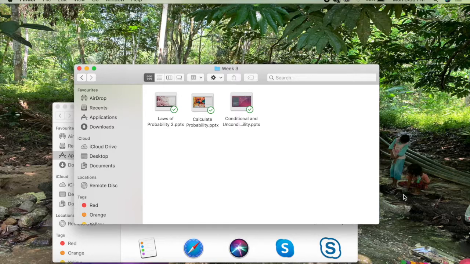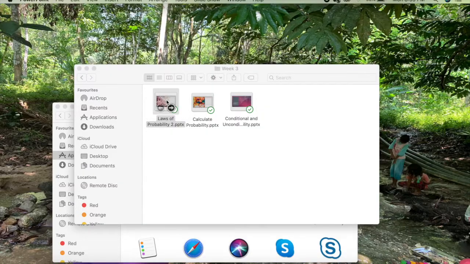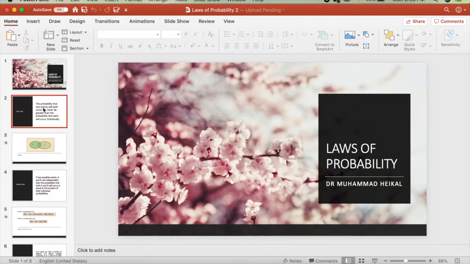Previously we learned about the space and events of probability, which include how to determine and identify the union, the intersection, as well as the complement. So in this slide, we're going to learn more about the laws of probability.